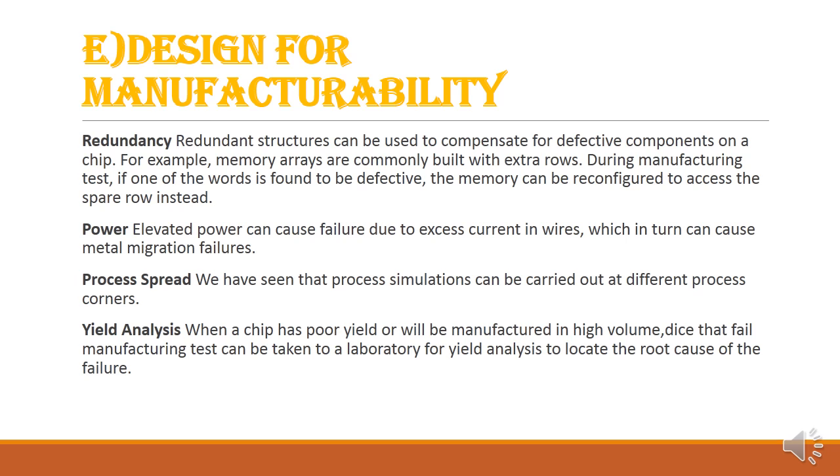Then the third one is power. Elevated power can cause failure due to the excess current in wires, which in turn can cause metal migration failures. This also can be avoided by reducing the power. Then process spread. We have seen that process simulation can be carried out at different process corners. This also increases our yield. Then the last one is yield analysis. When a chip has poor yield, then we have to take it to the lab and perform the yield analysis and find out the root cause of the failure. So these get improved. So that is design for manufacturability.